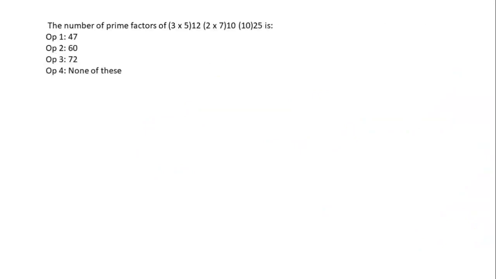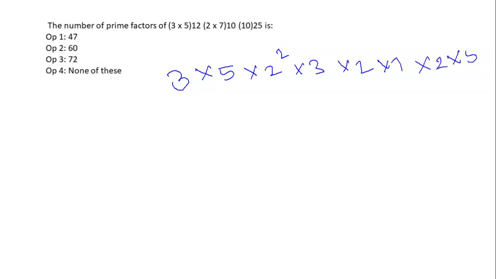Number of prime factors of 3 into 5 into 12 into 2 into 7 into 10 into 10 into 25 is. Number of prime factors. Give me the answer for this.